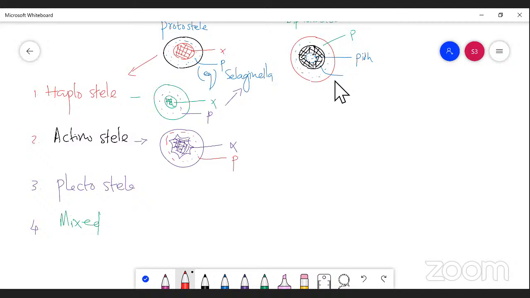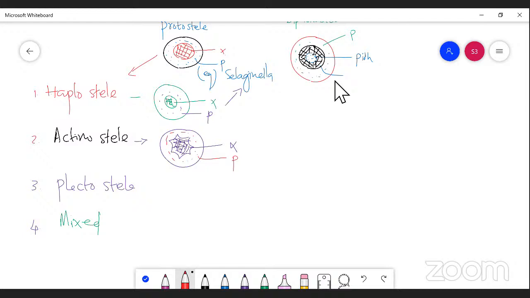As I mentioned very earlier, a protostele is a type of stele. Its xylem is surrounded by phloem. Here, the star shape of xylem is surrounded by the presence of phloem. Here, you can see absence of pith region. This is called as actinostele.